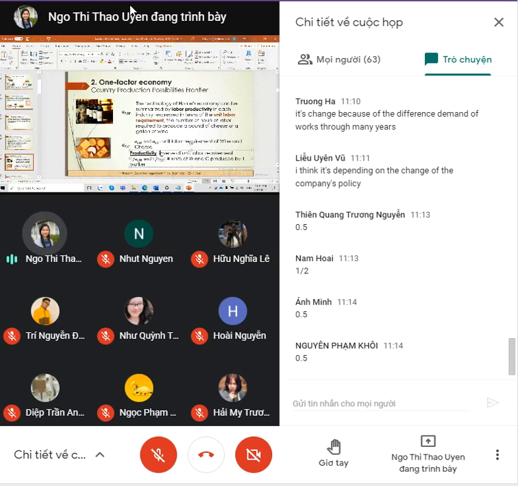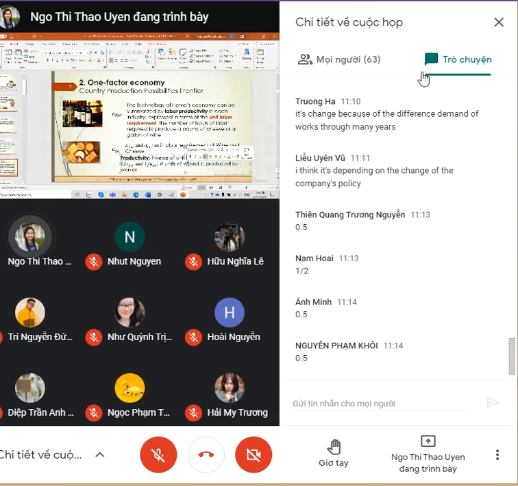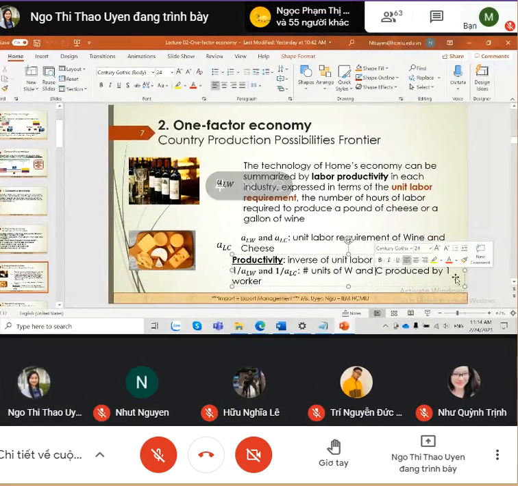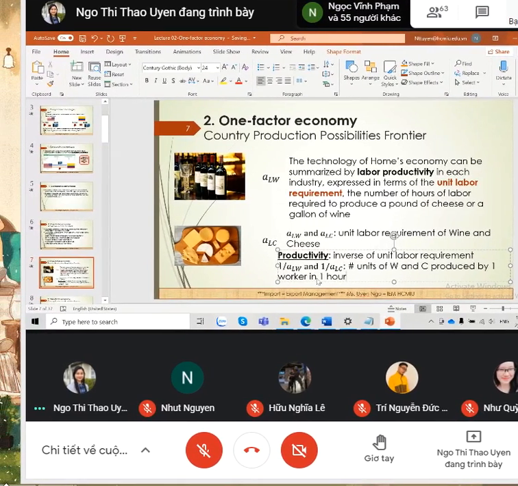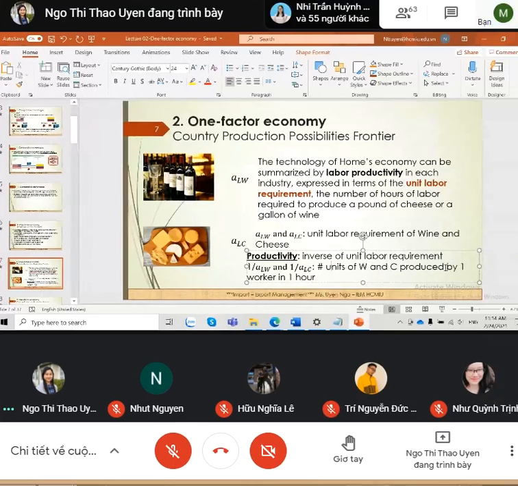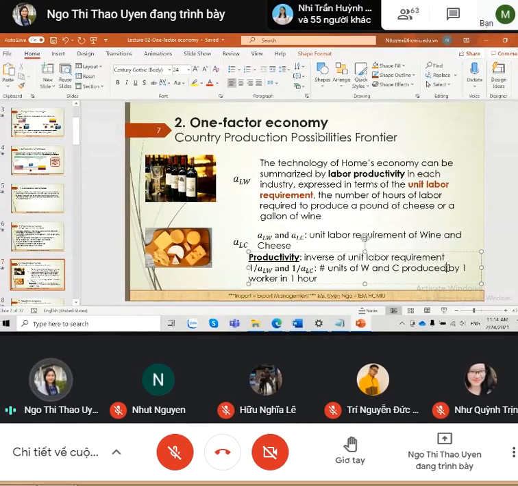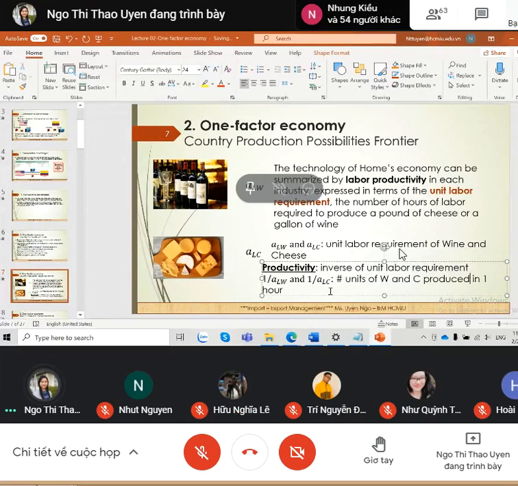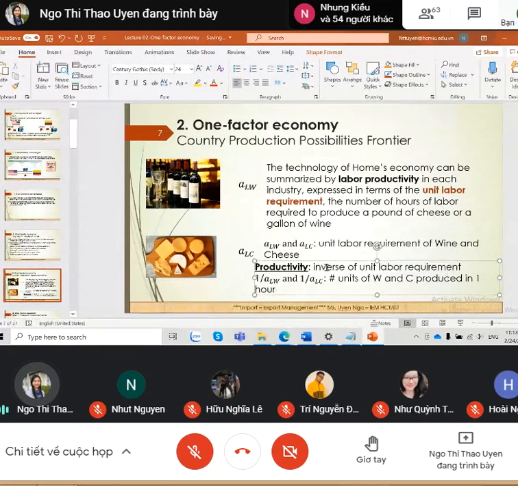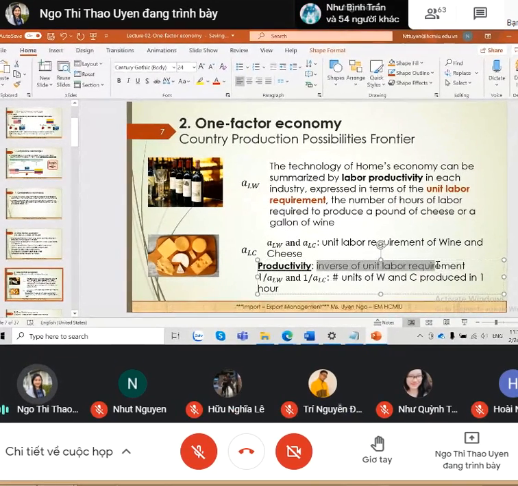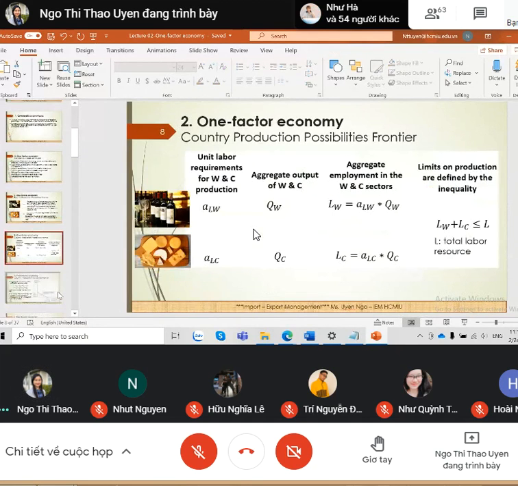Productivity is the units of goods, in this case wine and cheese, produced in 1 hour. It can be by many workers. And it's the inverse of the unit labor requirement, which is 1 over ALW and 1 over ALC.